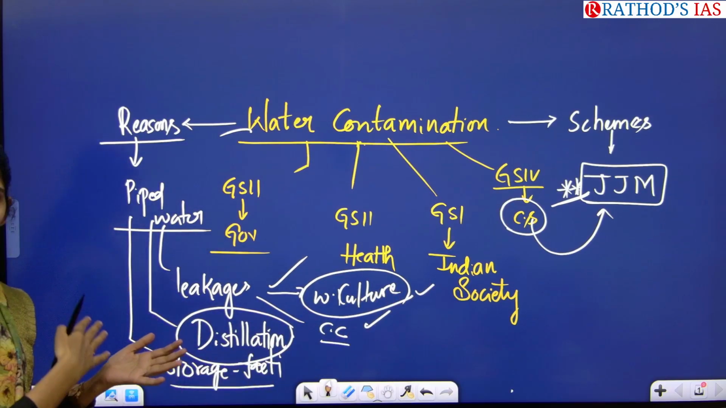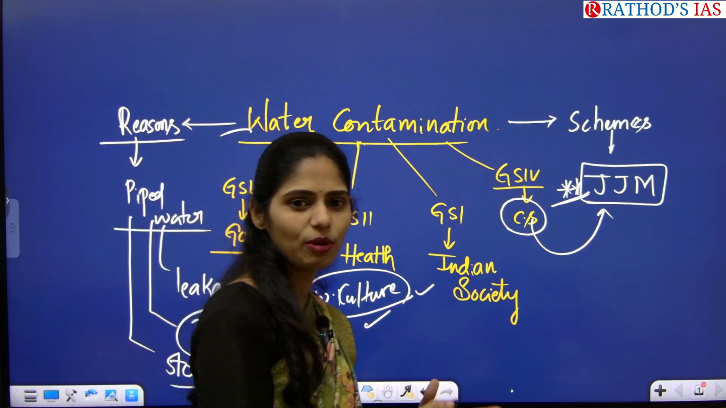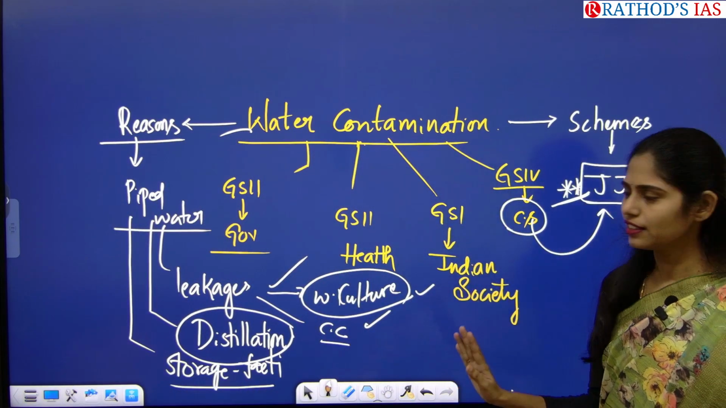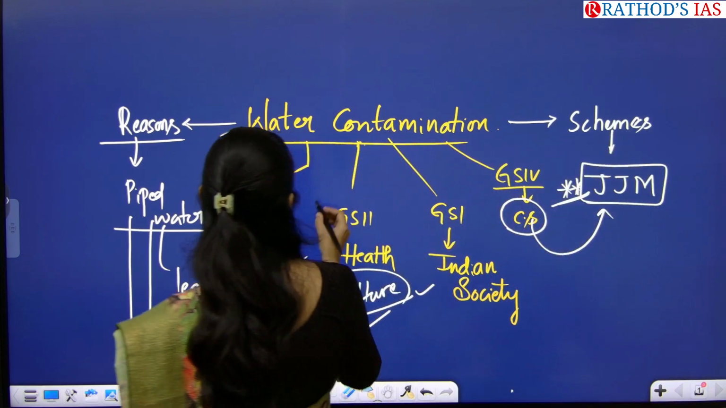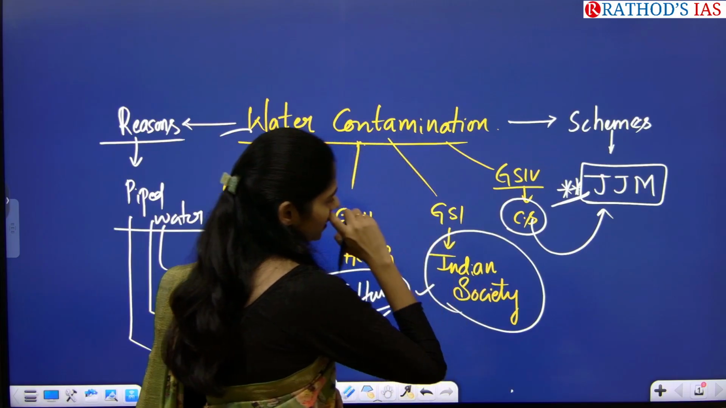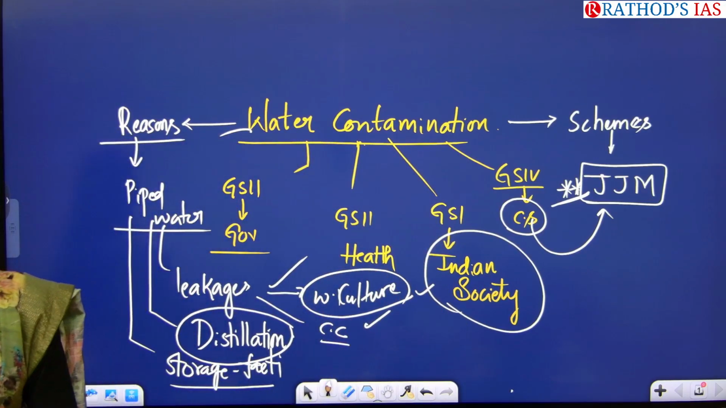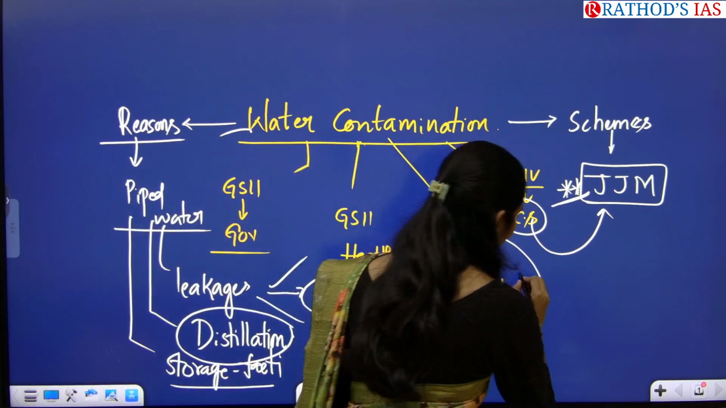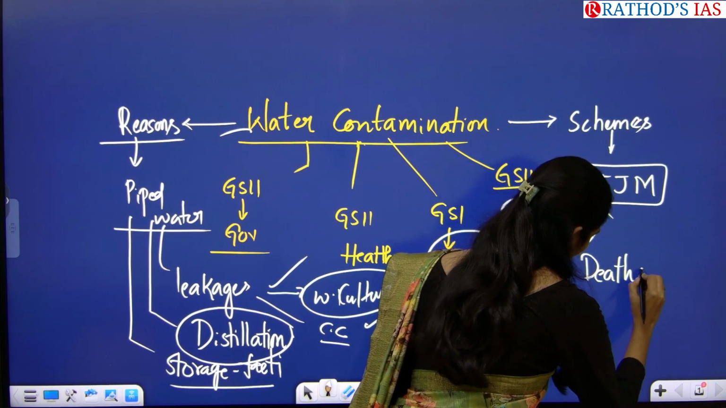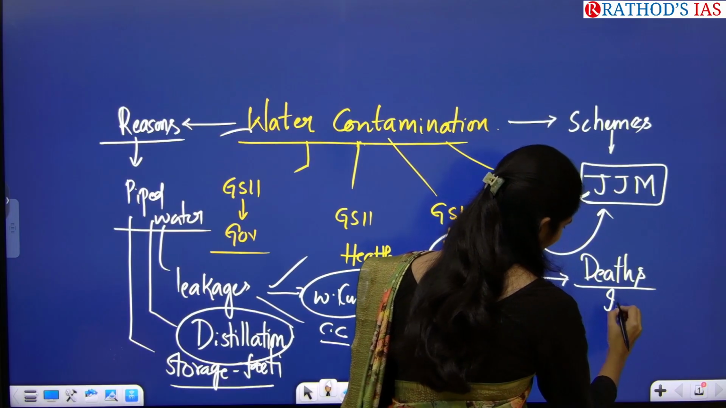Or else they may also interlink with private hospitals, government hospitals. Private hospitals are getting more profits. Like that also you can get a case study. Okay, so tell me, because of this water contamination, what is the impact on Indian society? Because of water contamination, deaths happen. So because of these deaths, what is the impact?